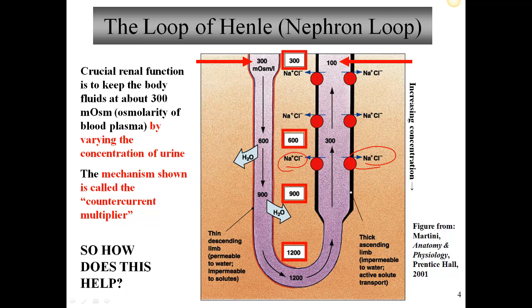The more sodium chloride we pump out, the more water leaves this tubule. The more concentrated this becomes when it goes into the thick ascending limb, the more sodium chloride gets pumped out. So these pumps are responsive to the concentration of sodium chloride inside the tubule. The more salt there is, the harder they pump. So this is what we could consider a positive feedback loop.